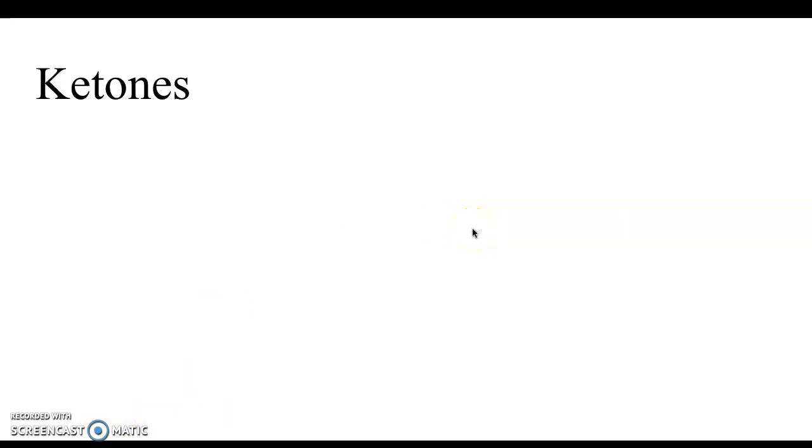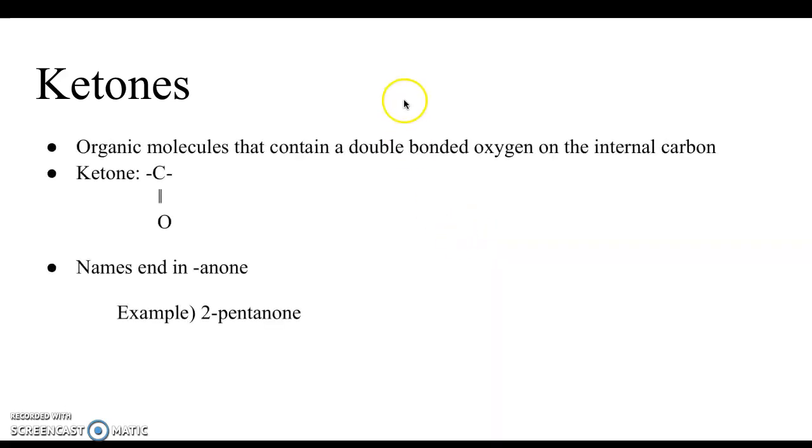Ketones are very similar to aldehydes, also commonly used in organic laboratories, but these have a double bond O on the internal carbon. So instead of the very end of the molecule, this is a double bonded oxygen on the inside of the chain. Names are going to end in ANONE. So for example, 2-pentanone would be an example of the name. We include numbers because we need to know which internal carbon has the double bond O.